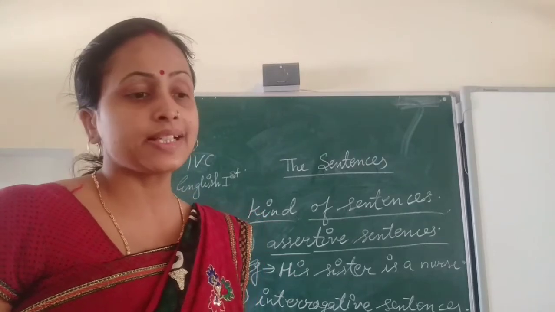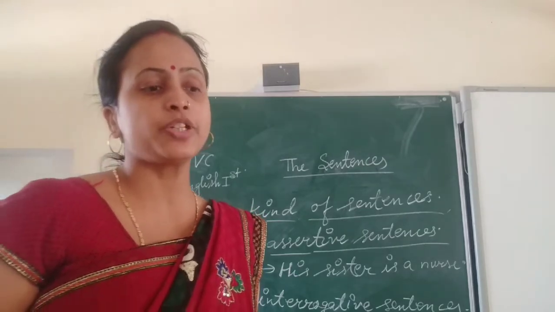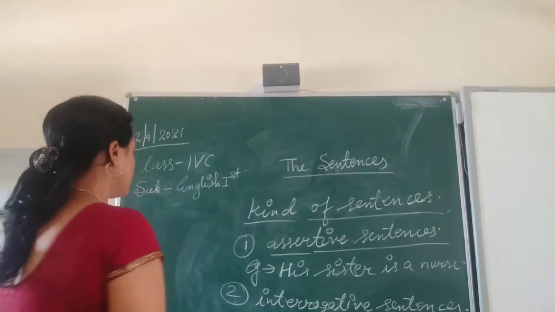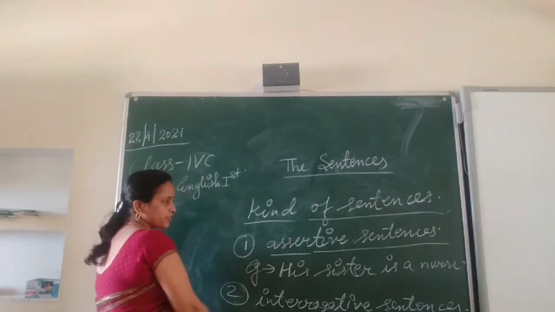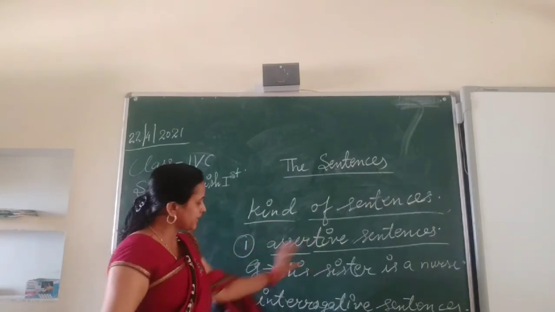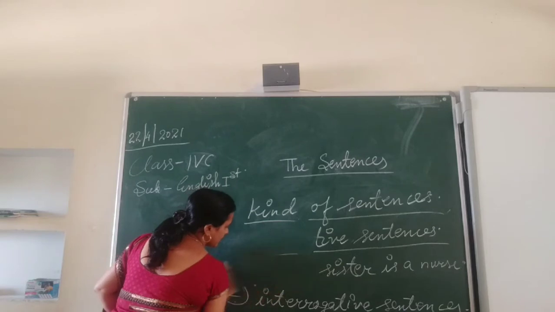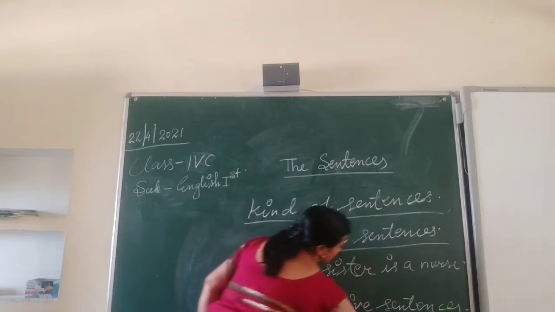Now, next is what? Third is the exclamatory sentence. So two kinds of sentences are over: the assertive sentence and the interrogative sentence. Now we will see the exclamatory sentence.